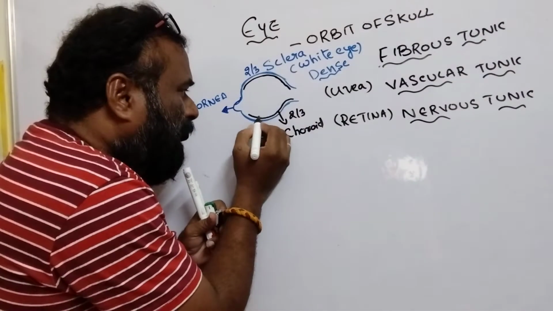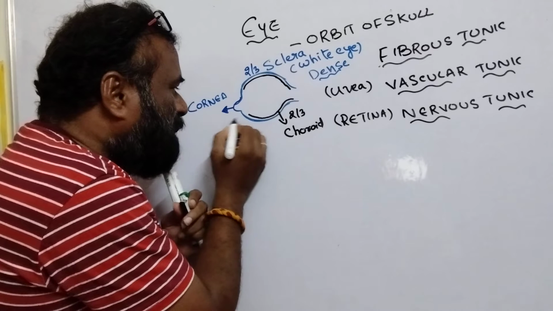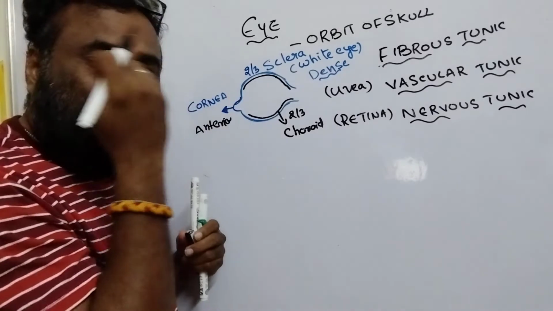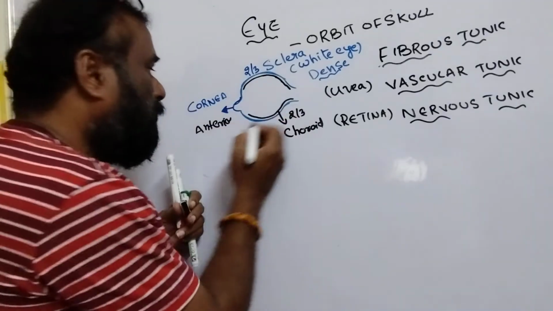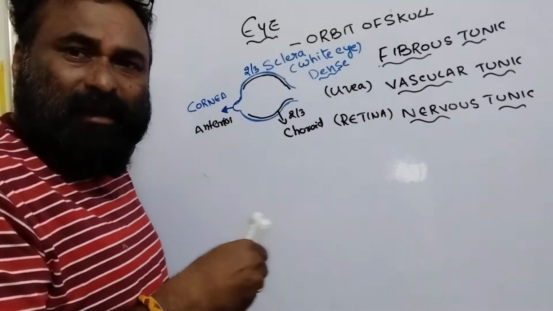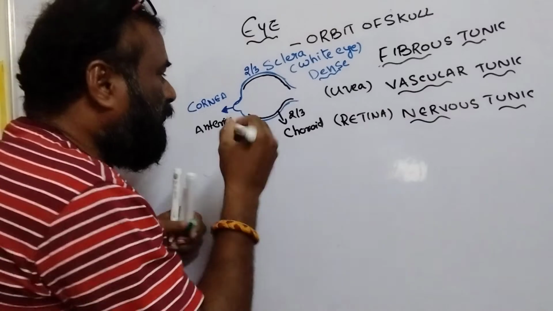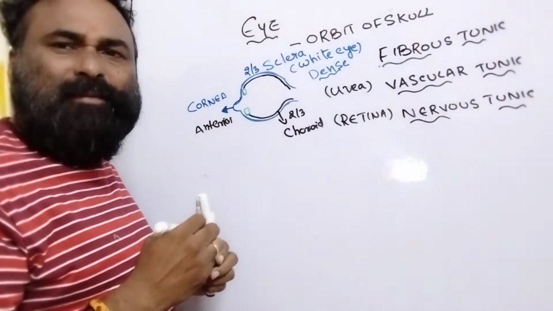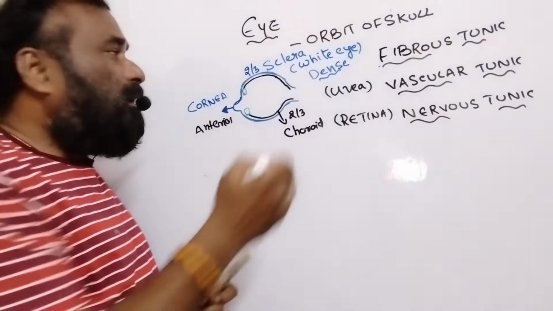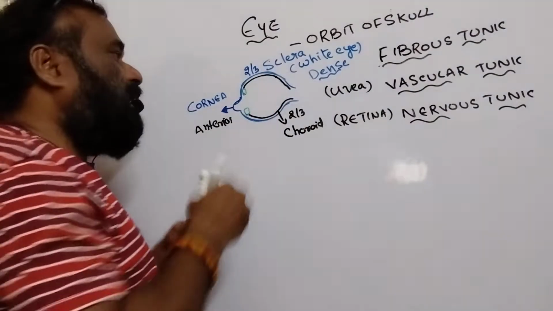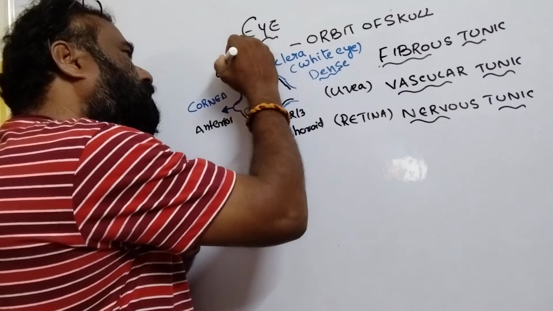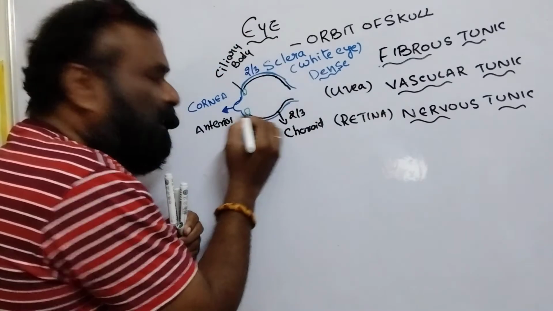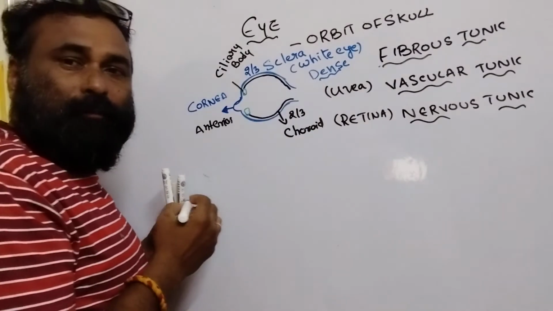Anteriorly, this is the anterior view and this is the posterior view. Anteriorly, there is a thickened portion. This thickened portion is said to be the ciliary body. The thickened anterior portion is called the ciliary body. It is the anterior extension of the choroid.